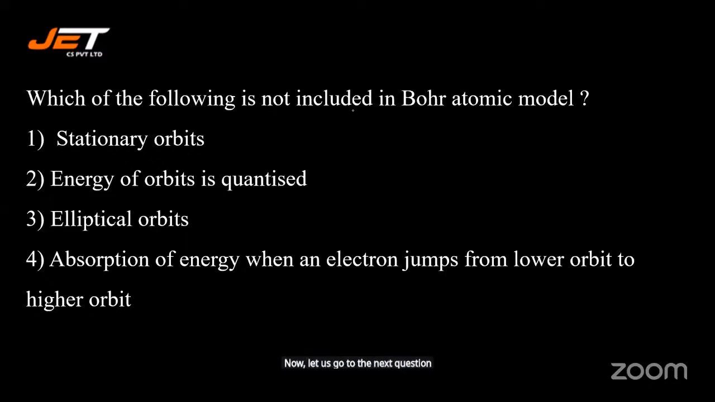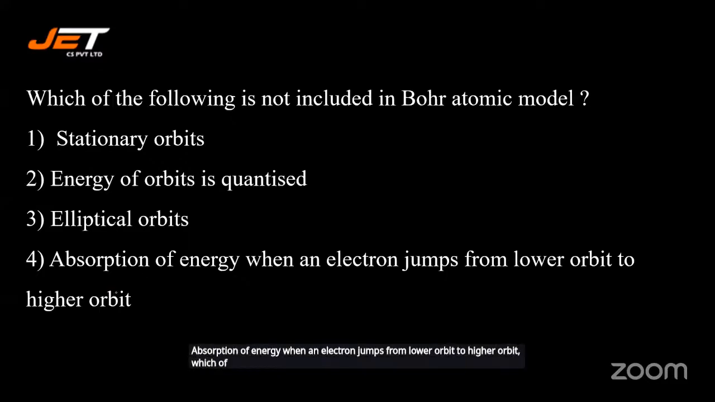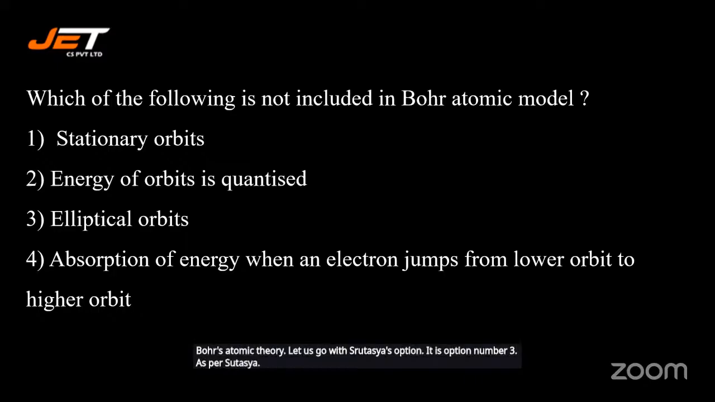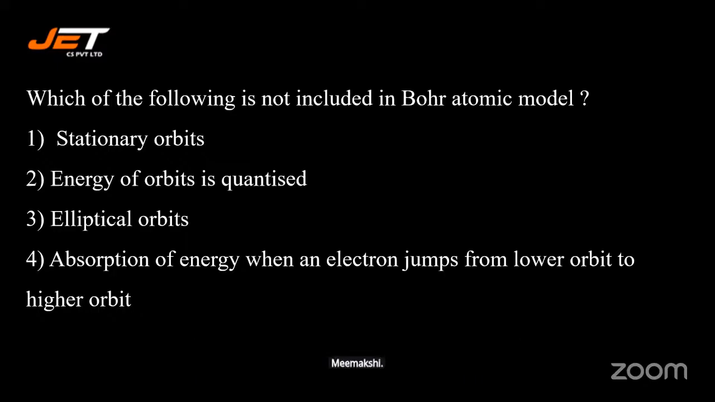Which of the following is not included in Bohr's atomic model? Stationary orbits, energy of orbits is quantized, elliptical orbits, absorption of energy when an electron jumps from lower orbit to higher orbit. Which of these following postulates is not mentioned in Bohr's atomic theory? Let us go with Srutasya's option. It is option number 3. Meenakshi is mentioning it as option 1. Vaishnavi has mentioned it as option 3. So the majority wins. It is option 3.